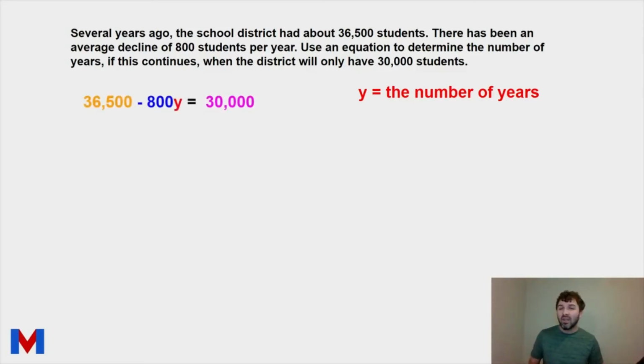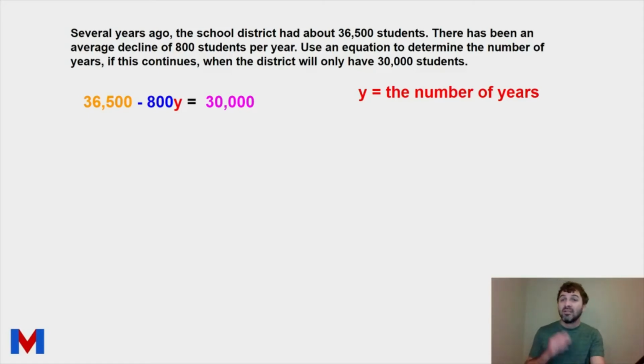And I wrote one already, which is 36,500 subtract 800y equals 30,000. And again, you'd be like, where did you get this from? All right. So right in the beginning, it says the district already has 36,500. So I know I'm starting with 36,500. Then it says declining, so subtracting by 800 per year. So it's going down by 800 per year, so times the number of years. And then the goal we're trying to figure out is when will it have 30,000 students? So equals 30,000 students. Okay?